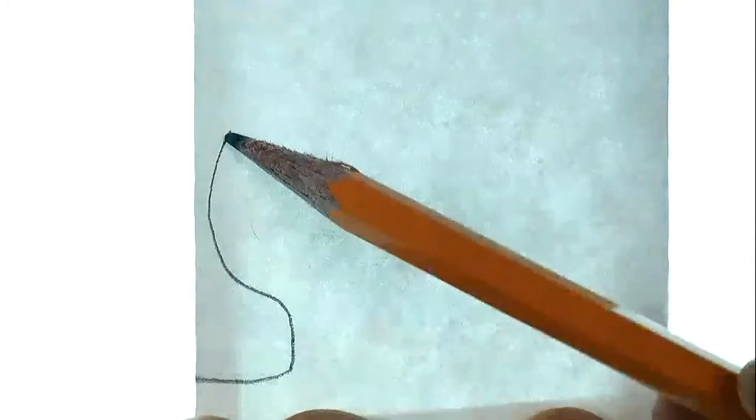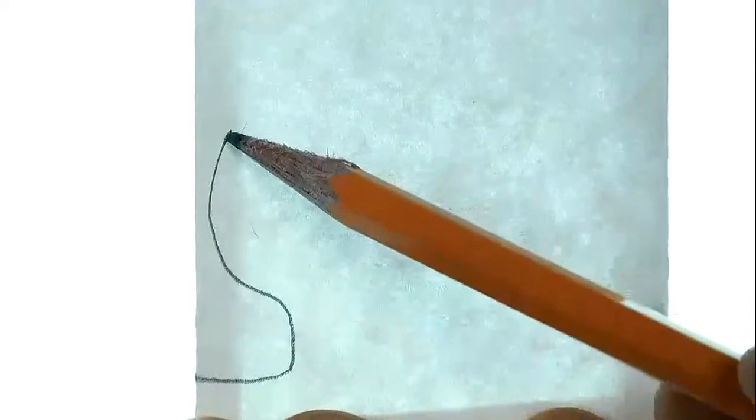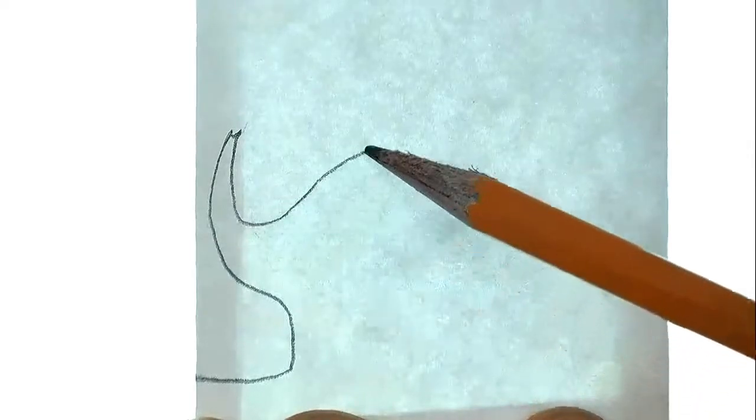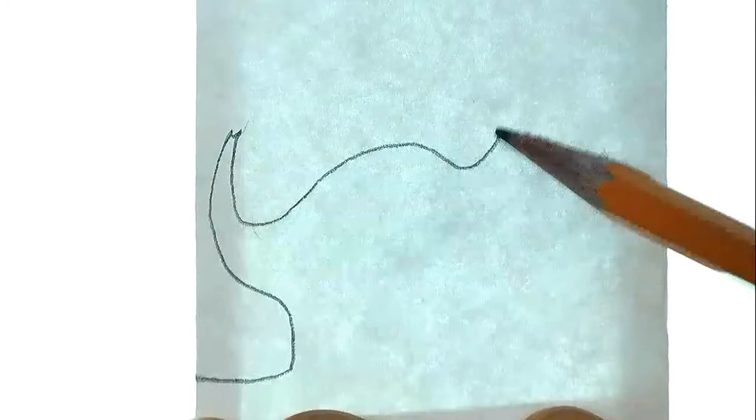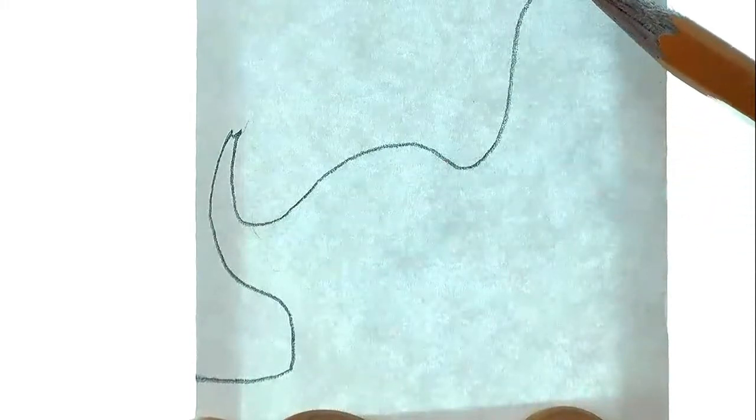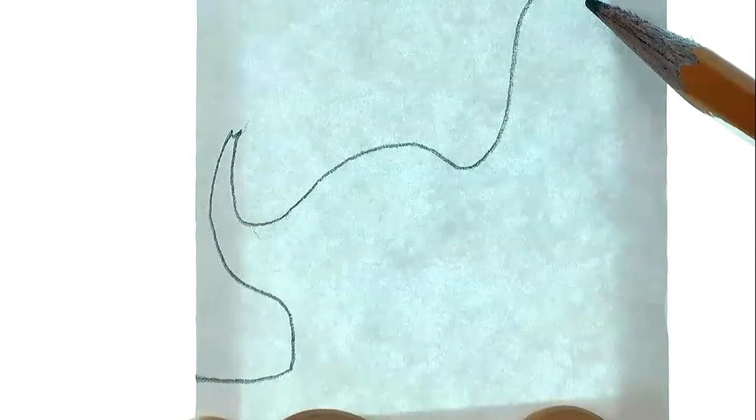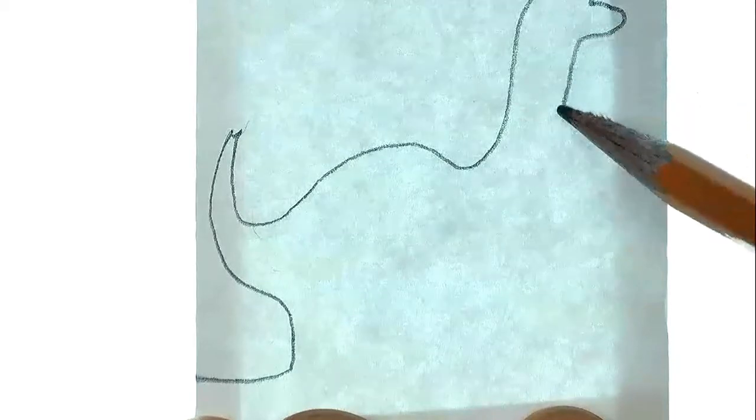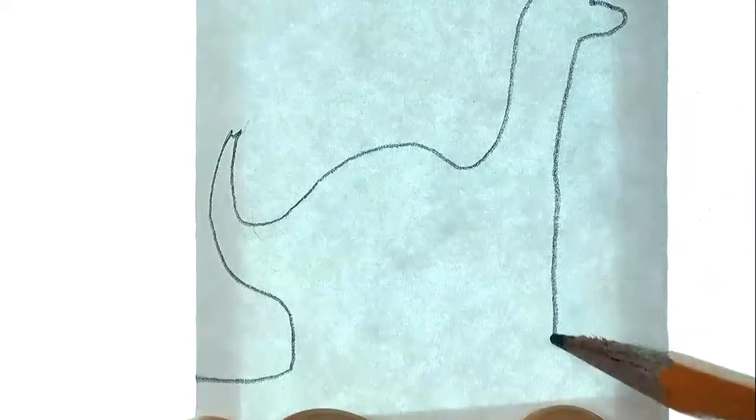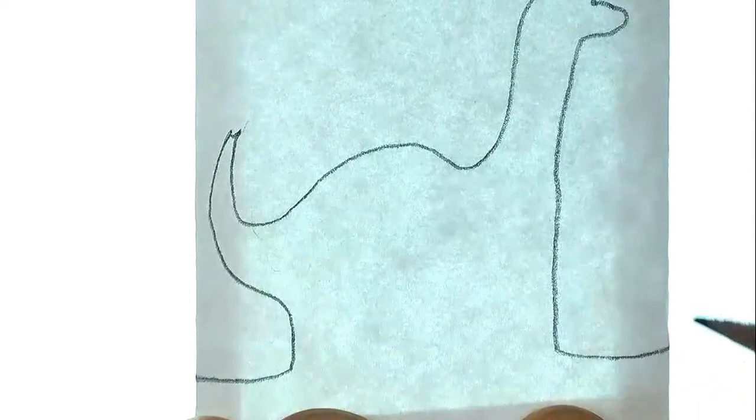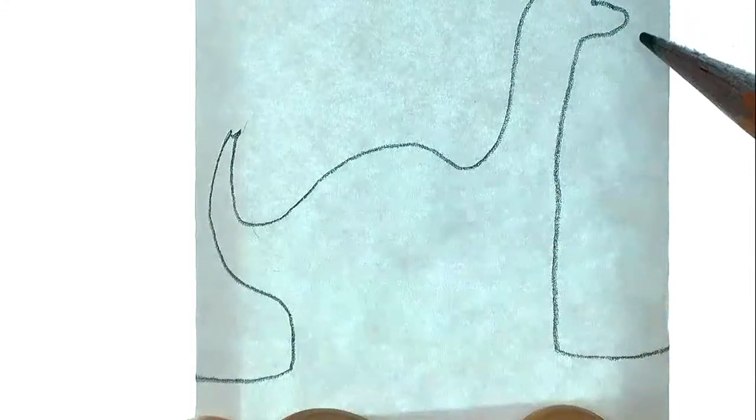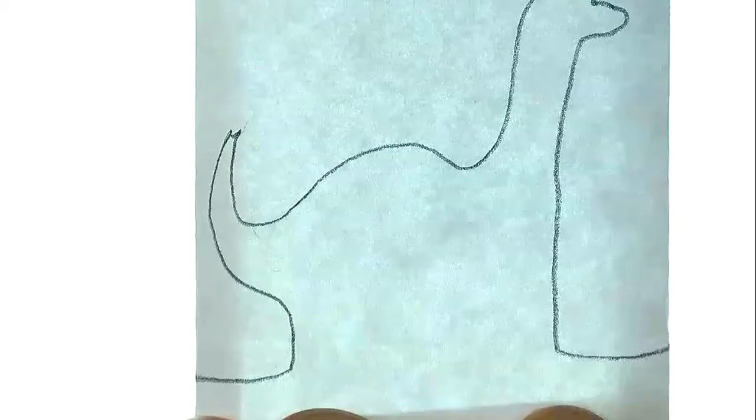So I made a C and I curved down. It's almost like an S, right? S. So then I'm going to curve down and then up. And then down, and then up, and then over, and then down, like this. And over, like this, and then come down, and to the right. So it's up, down, up to the right, down, right, left, down, right.